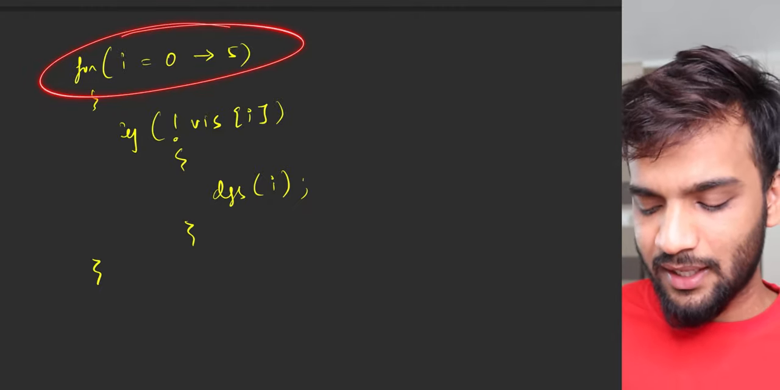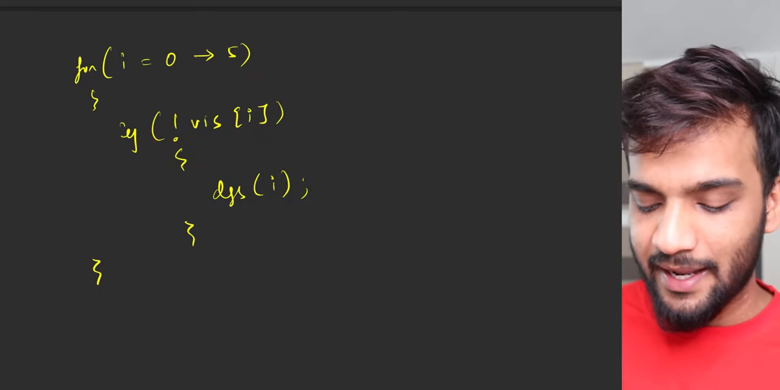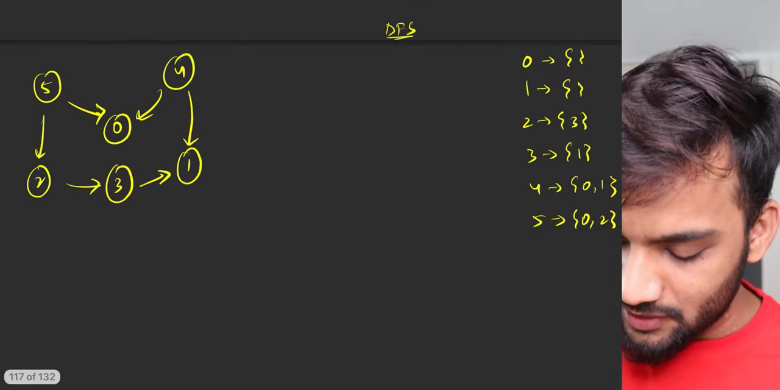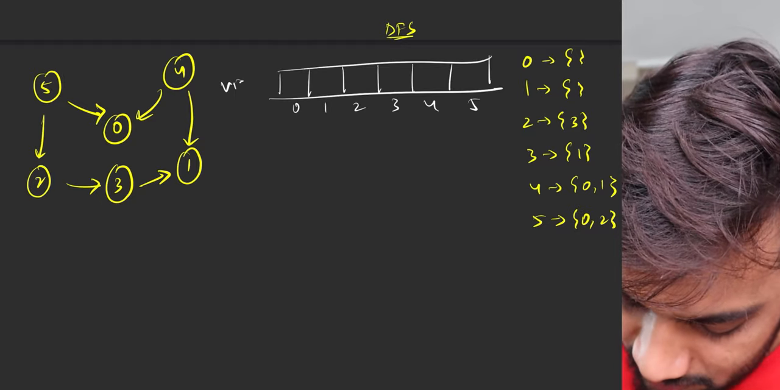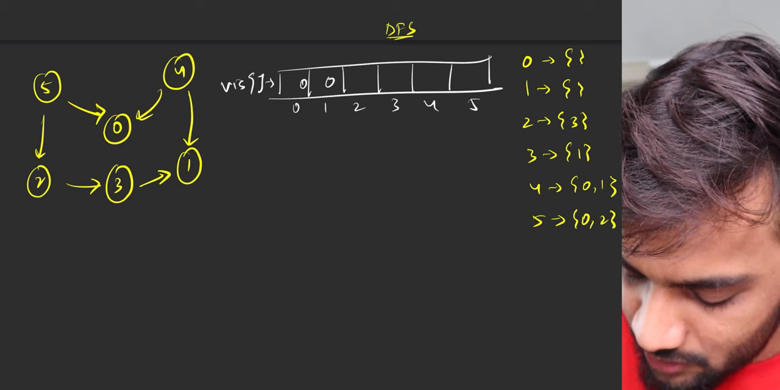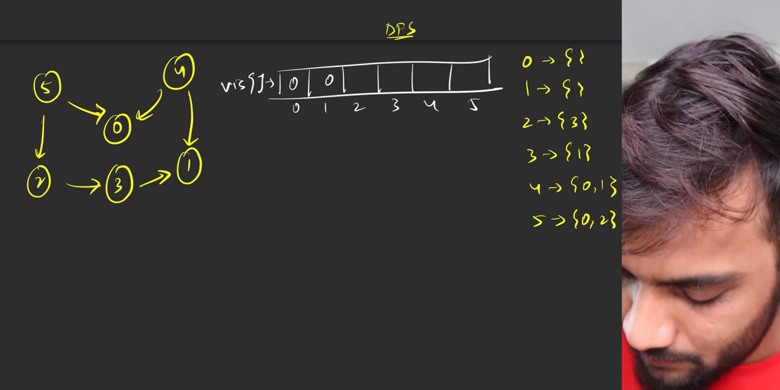So this is what we will take, and we will always declare a visited array. So let's quickly declare the visited array. Probably we can do that over here. So we have declared the visited array, and make sure everything is marked as 0 initially.